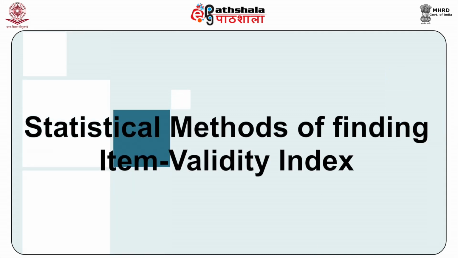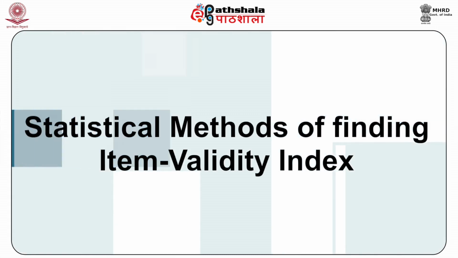Statistical methods of finding item validity index. Theoretically, the item validity index tells how the responses of an item are related to the total test score. Statistically, the item validity index is calculated by finding the correlation value of each item score with the total score on the test. The total score excludes the response to the item in question.